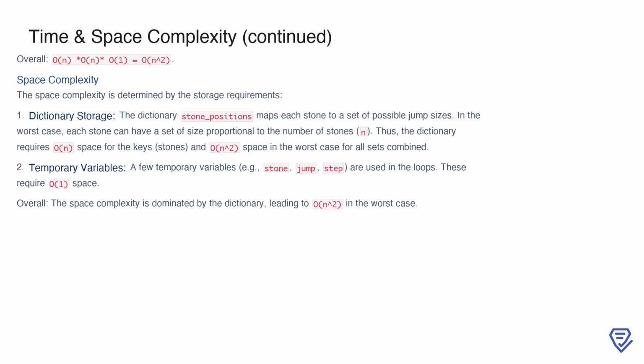Now, looking at space complexity, the primary factor is the dictionary stone_positions, which maps each stone to a set of jump sizes. In the worst case, every stone could have a set of size proportional to the total number of stones, n. This means the dictionary requires n space for its keys and up to n squared space for the combined size of all sets. Additionally, the algorithm uses a few temporary variables such as stone, jump, and step, which require constant space, or O(1). The overall space complexity, therefore, is dominated by the dictionary, leading to n squared in the worst case.